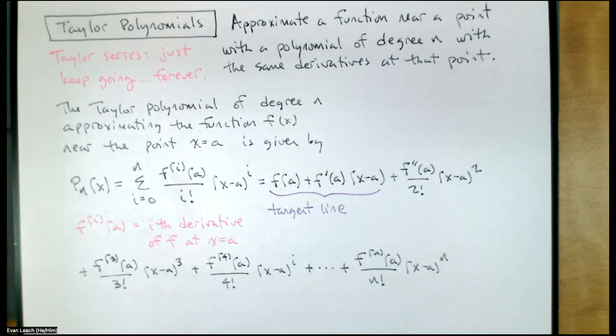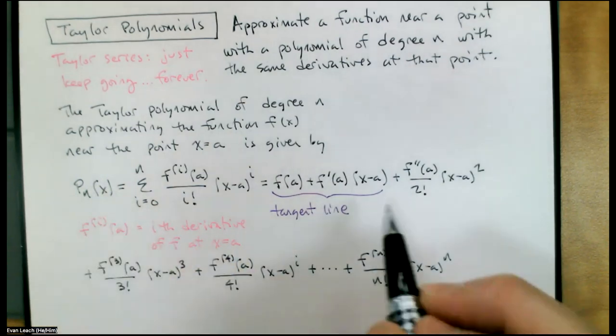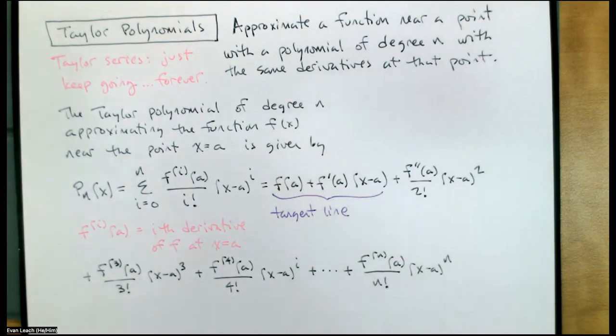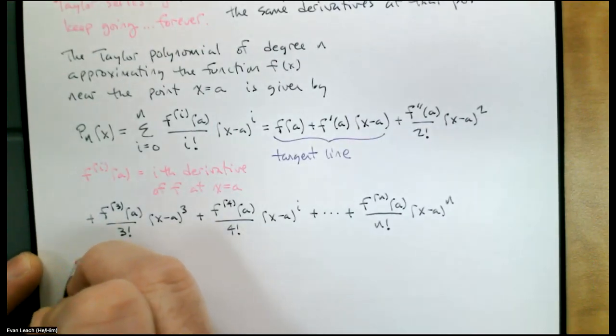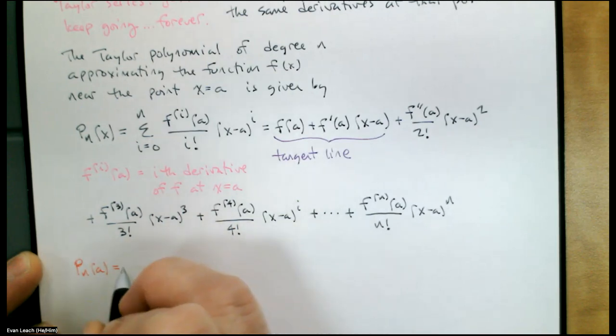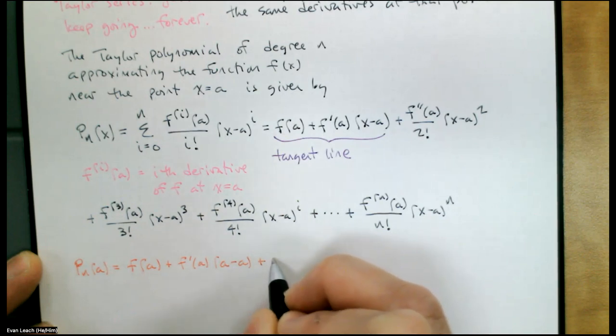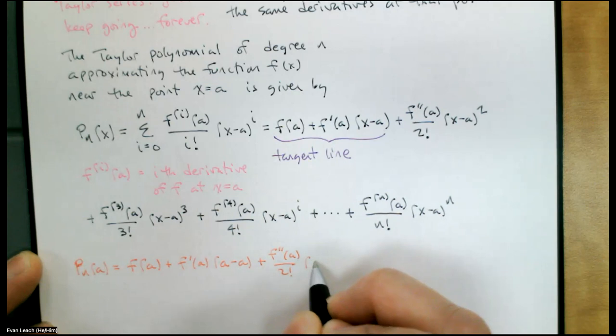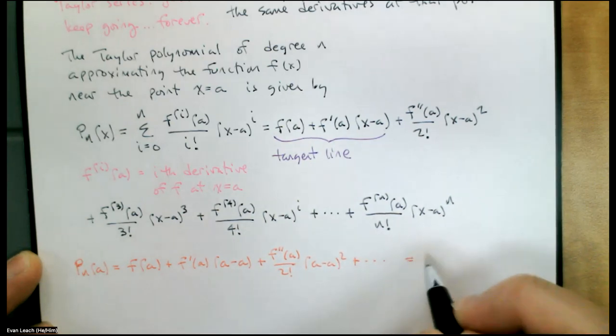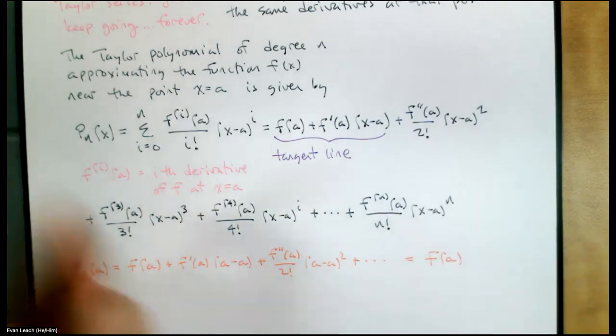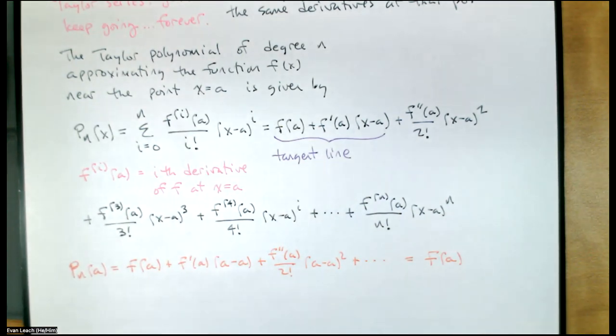So this polynomial will match the function in all of its derivatives at the point a. Notice that when we plug in a, if I do P_n evaluated at a, all the terms except the constant term drop out. So if I calculate P_n at a, I get f at a plus f prime at a times a minus a plus f double prime at a over 2 factorial times a minus a squared, and so on. All these terms drop out and just leave behind f at a, which is what we want to happen. I want this polynomial to match the function in all of its derivatives when evaluated at a.